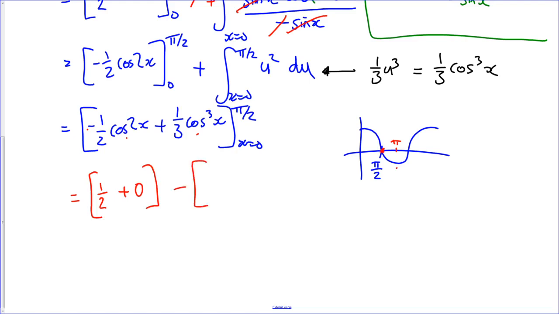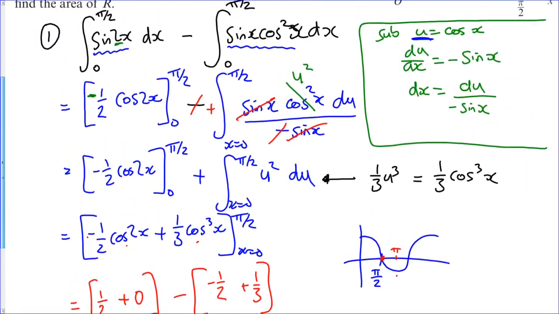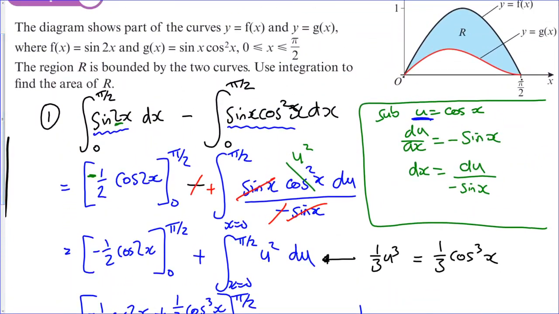Take away, and then we're going to substitute 0 into here, so we get minus a half, cos 0 is 1, plus 1/3, again cos 0 is 1. So this gives us 1/2 minus, and in this bracket we have minus a half plus 1/3, which is minus a sixth. Altogether this gives us 2/3. If you add on your 1/6, you get to 2/3. So this was a case of, can we decide which integration method to use and whether we want to do it as one big integral or two smaller integrals.